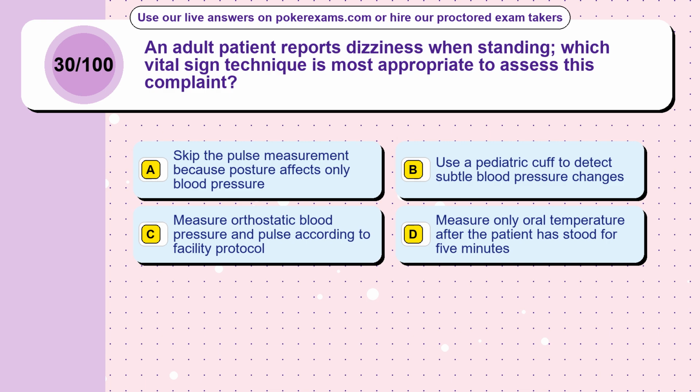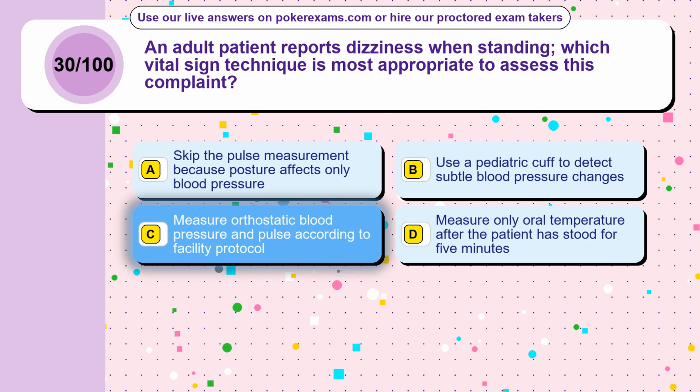Question 30. An adult patient reports dizziness when standing. Which vital sign technique is most appropriate to assess this complaint? Option A. Skip the pulse measurement because posture affects only blood pressure. Option B. Use a pediatric cuff to detect subtle blood pressure changes. Option C. Measure orthostatic blood pressure and pulse according to facility protocol. Option D. Measure only oral temperature after the patient has stood for 5 minutes.